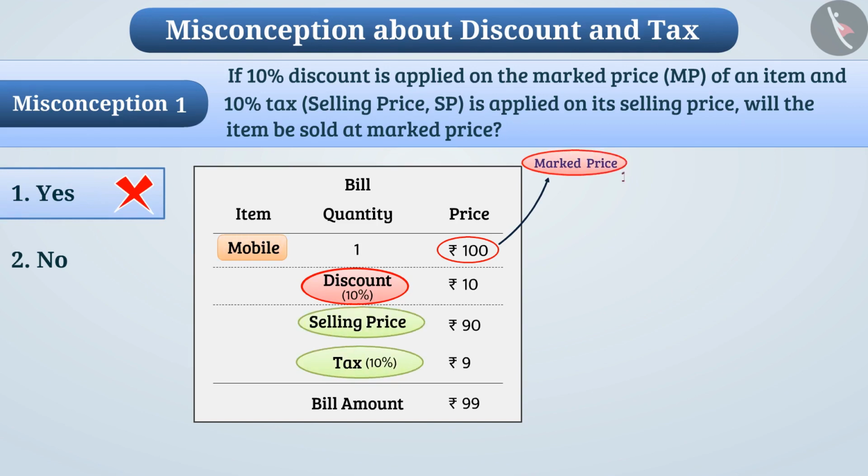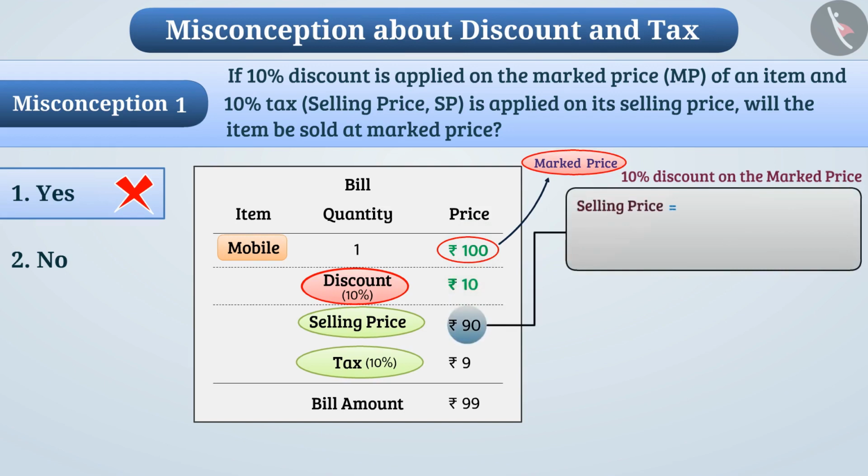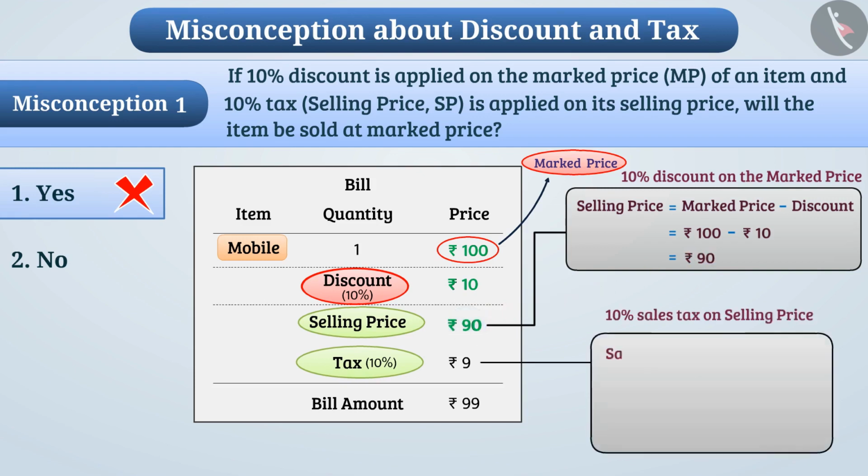Remember that discount is paid at marked price and sales tax is levied on selling price of the article. Here, 10% discount is given on the marked price of the item. That is, if the value of the item is rupees 100, then the discount will be rupees 10. In this way, the selling price is equal to marked price minus discount, which is 100 rupees minus 10 rupees, equal to 90 rupees. Since sales tax 10% is levied on selling price, sales tax is equal to 10% of rupees 90, which is 10 by 100 multiplied by 90, equal to 9 rupees.